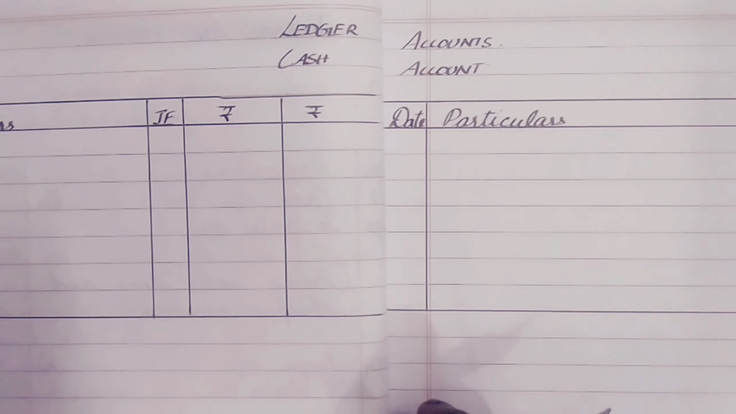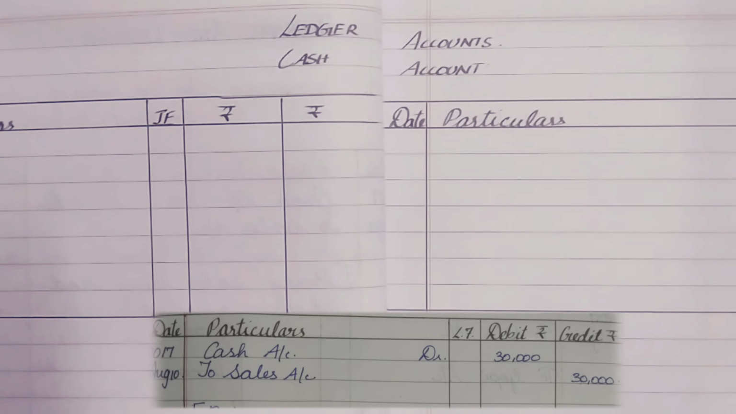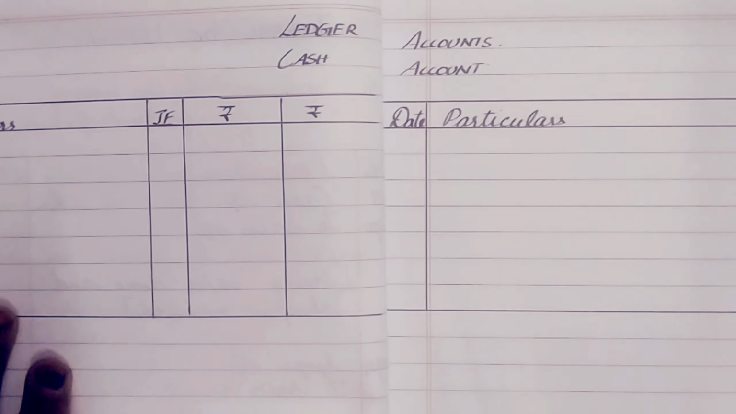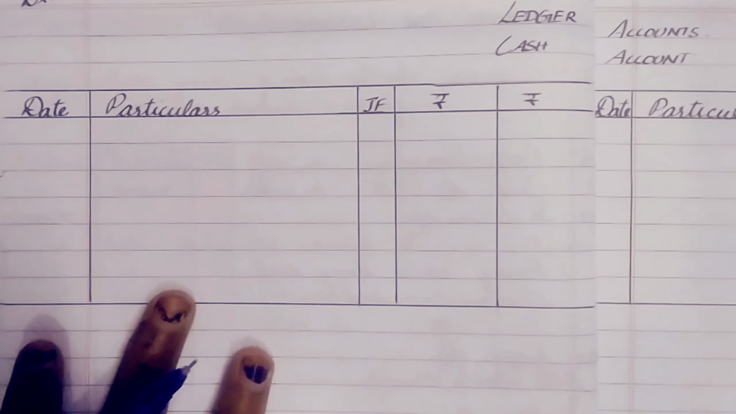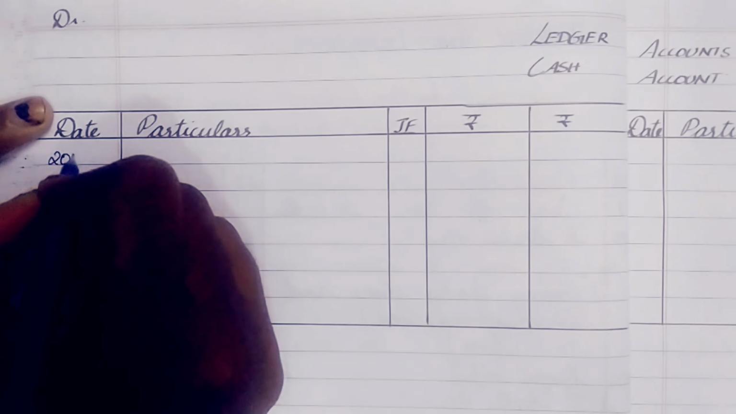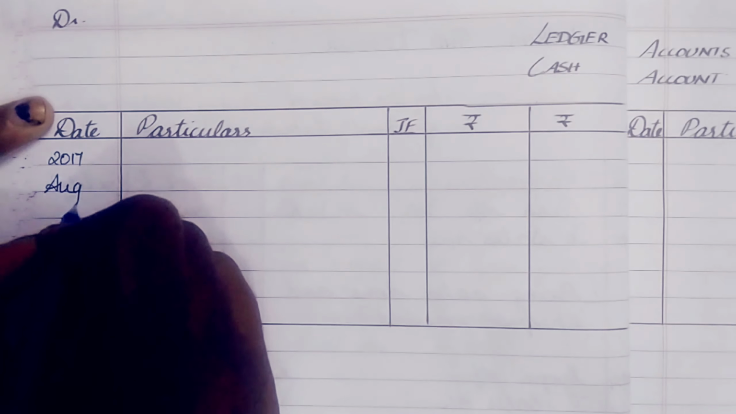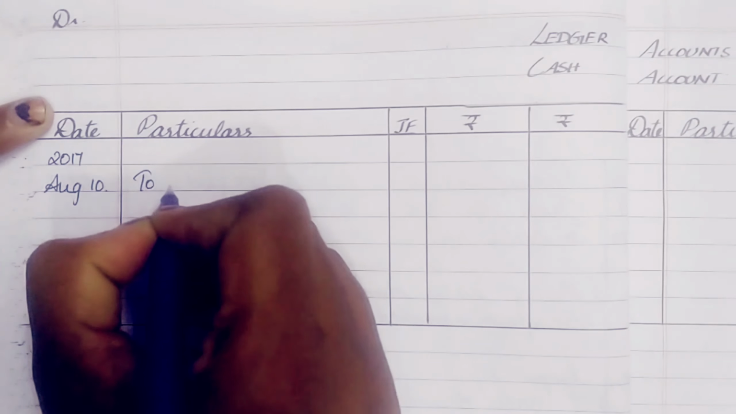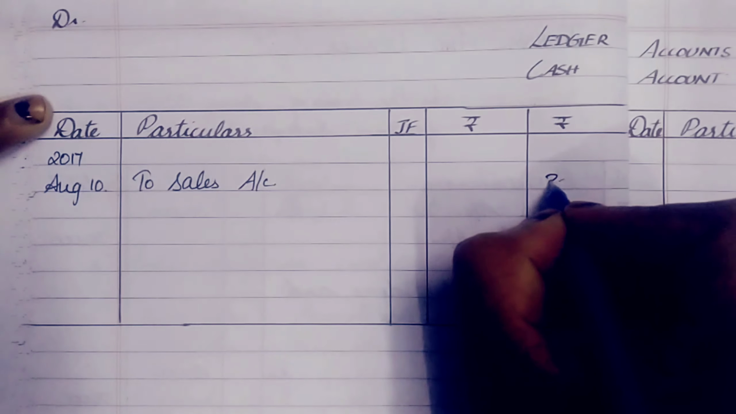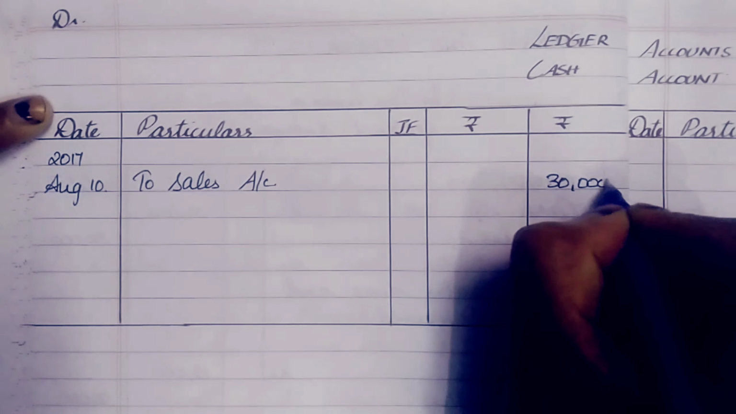Let's start with the ledger accounts. The first one being the cash account. I've written down the format of the cash account, and according to our first journal transaction, it is cash account debtor to sales account. Cash account debtor, so you must go to the debit side of the cash account and record the opposite account's name, that is sales. So I've come to the debit side of the cash account, and the date being 2017 August 10th, to sales account. So that is 30,000 to be recorded in the outer column.